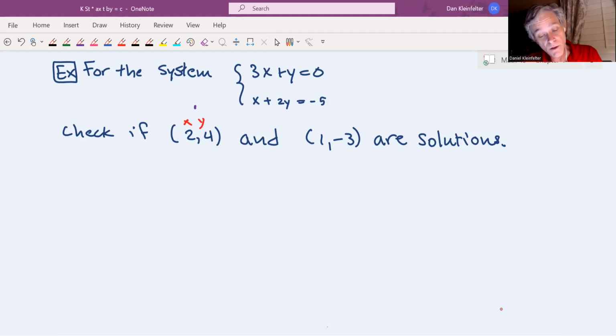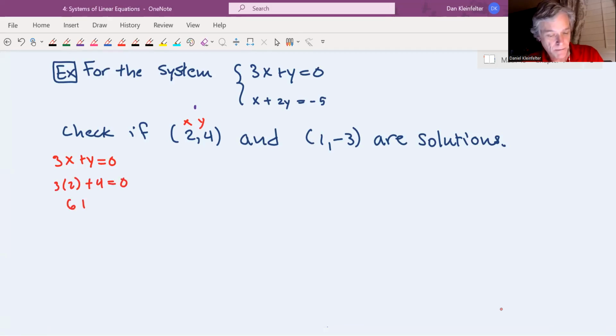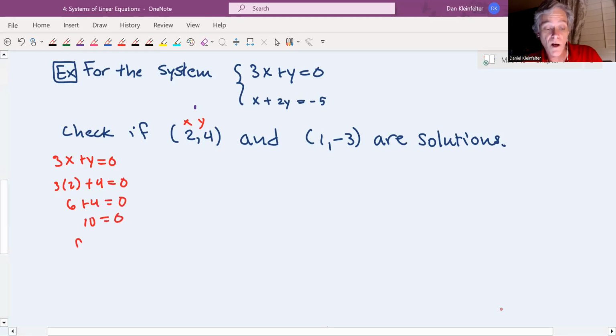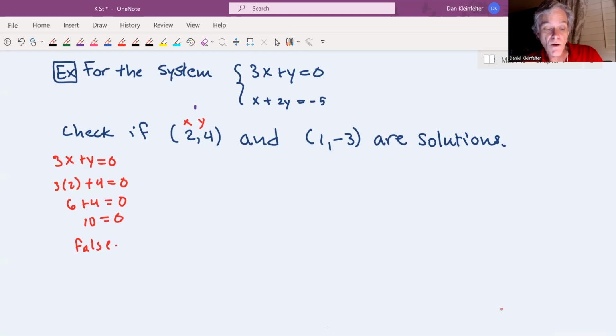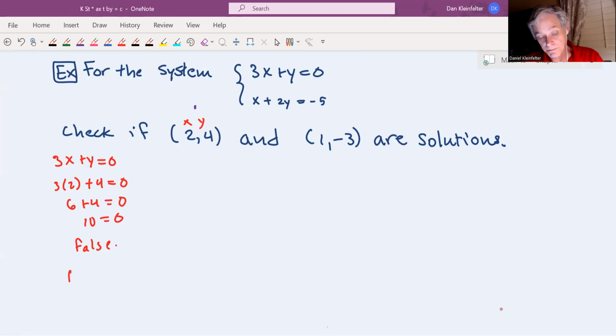For the first one, we have 3x plus y equals 0. I'm going to replace the x with a 2 and the y with a 4. And we get 6 plus 4 equals 0, and that's 10 equals 0, and that's false. So the ordered pair doesn't even satisfy the first equation, and so we don't even actually have to check the second one. So the first ordered pair is not a solution to the system of equations.